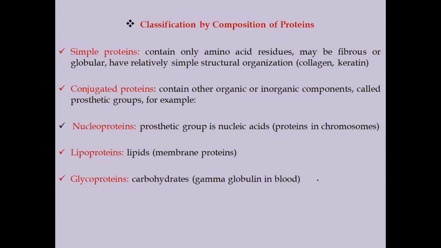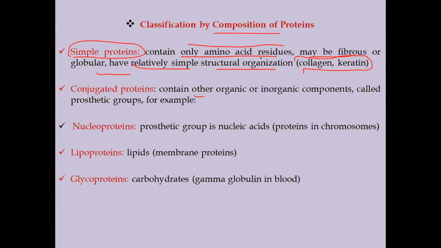The next type is classification of proteins based on composition. The first one is simple proteins. Simple proteins contain only amino acid residues. They may be either fibrous or globular proteins and have relatively simple structural organization, for example, collagen and keratin. So simple proteins contain simply amino acids.